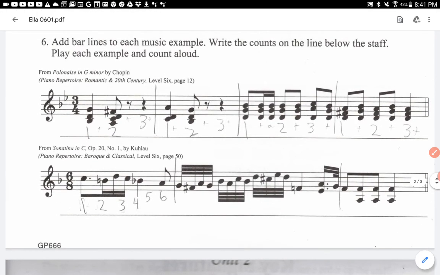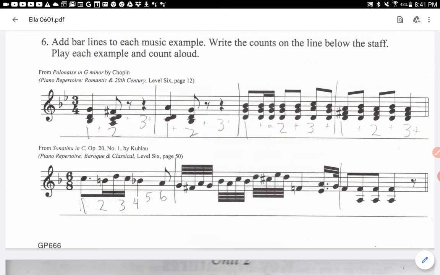Okay, 6: add the bar lines to each music example. Write the counts of the line below the staff. Okay, let's look at this one. That actually looks pretty correct. 1, 2, and 3 and 1 E and, good job. 2 and 3 and 1 and 2 and 3 and, good work.